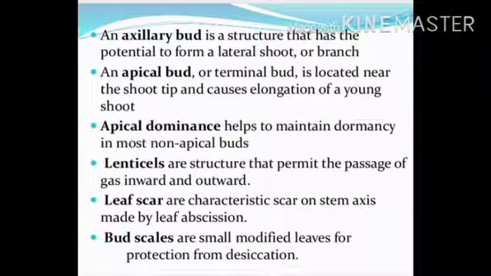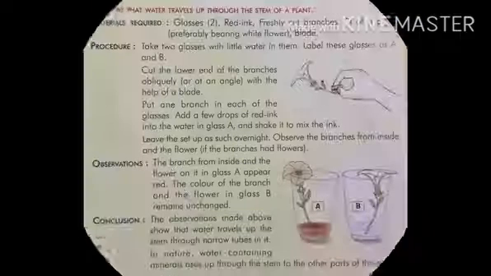Lenticels are the structures that permit the passage of gas inward and outward. Leaf scars are the characteristic scars on the stem made by leaf abscission. Bud scales are small modified leaves for protection from desiccation.